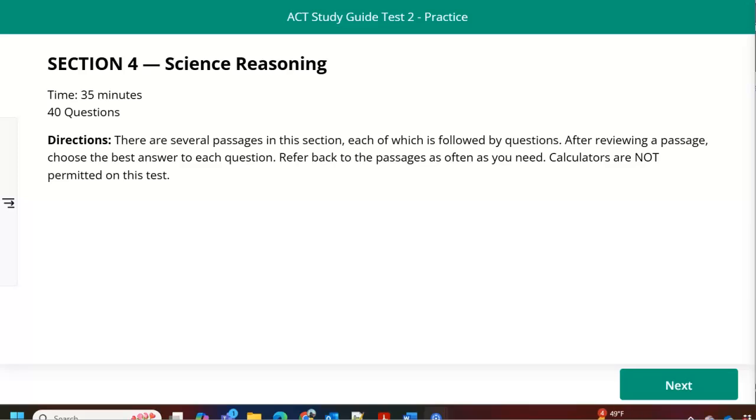Let's talk about some good ways to waste time on the science portion. One would be reading more of the passage than you need to. It's probably a good idea to look at graphs, maps, whatever you're given, the visual stuff first, and then read as needed. Definitely don't try to read the passage the way you would read a science passage if you were studying for a closed book science test. The information will always be there if you need to go back and refer to it.